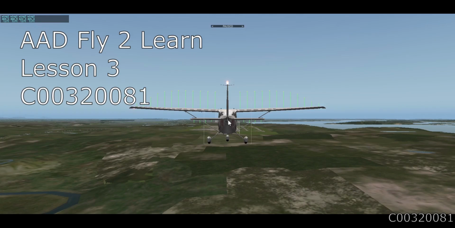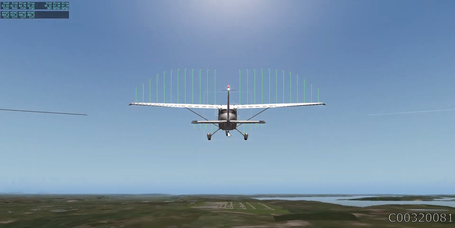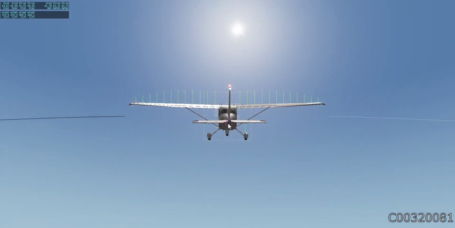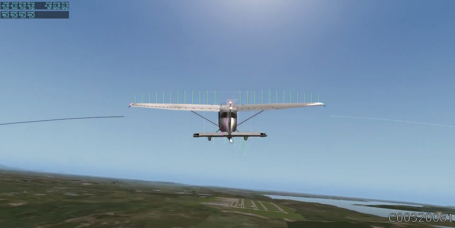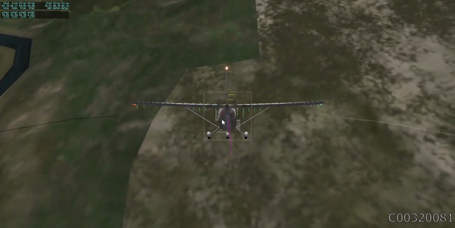In this lesson, I will look at stalling, lift forces, and airspeeds. The green lines extending from the plane are the lift vectors indicating direction and force of the wing's lift. As I climb the plane, you can see the lift reduces and airspeed decreases until the plane stalls and begins falling. As the plane stalls, I dive the nose to increase speed and lift and regain control of the plane.